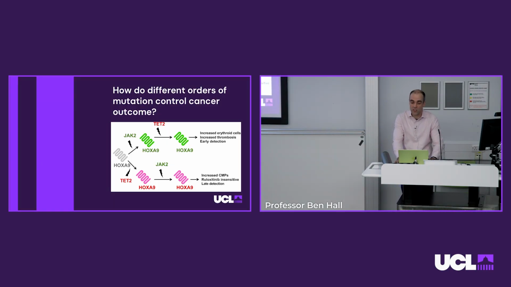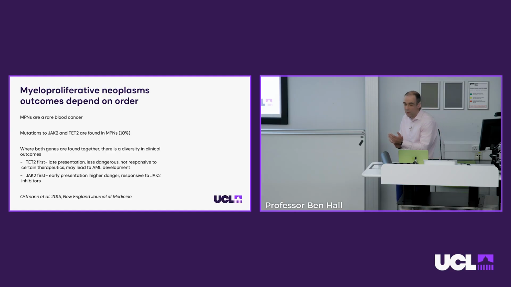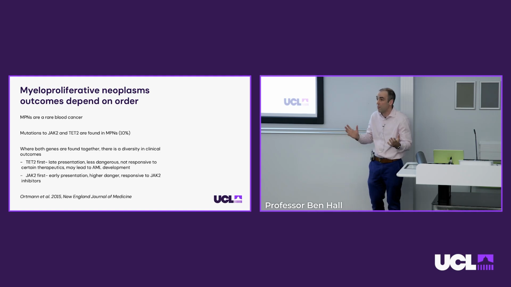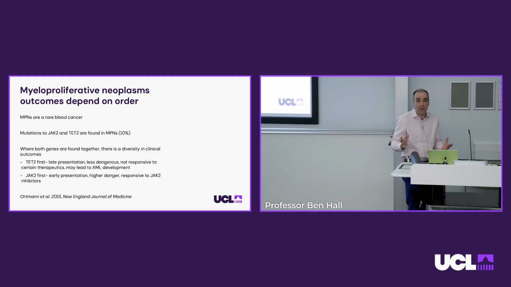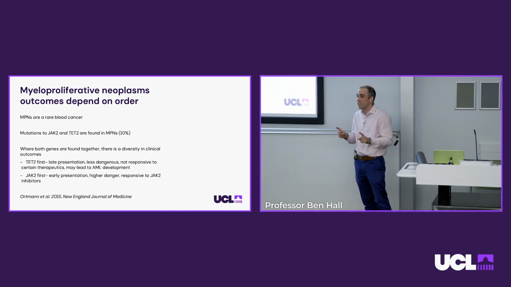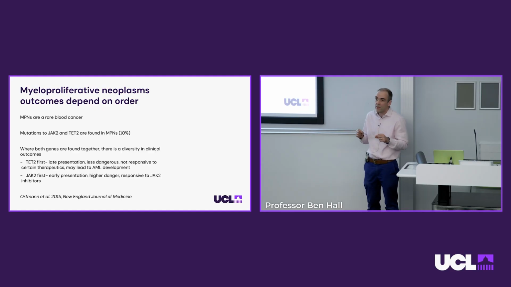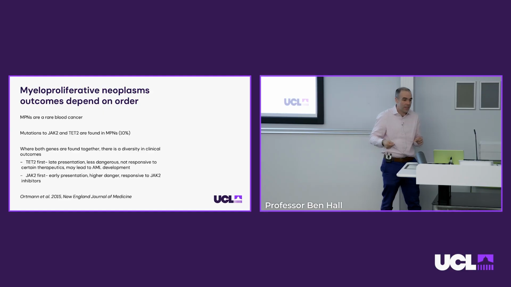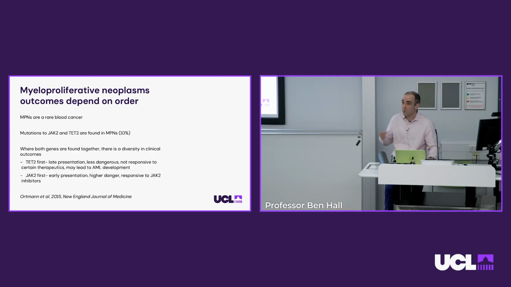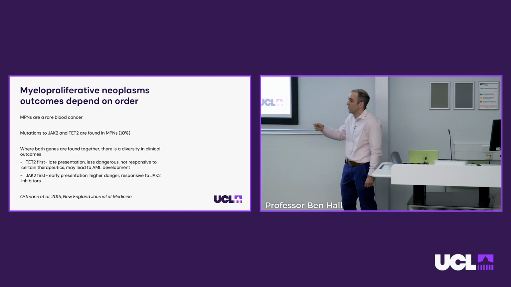So how do different orders of mutation control cancer outcome? Well, we're focusing here on one particular cancer, myeloproliferative neoplasms. Now, these are a rare blood cancer. In about 10% of patients, we find carry two mutations in genes JAK2 and TET2. Now, where both genes are found together, there's a diversity in clinical outcomes. So individuals who seem to have had the TET2 mutation first present later. Their disease is less dangerous. It's not responsive to certain therapeutics, and it's been argued might be a precursor to other cancer developments like AML.